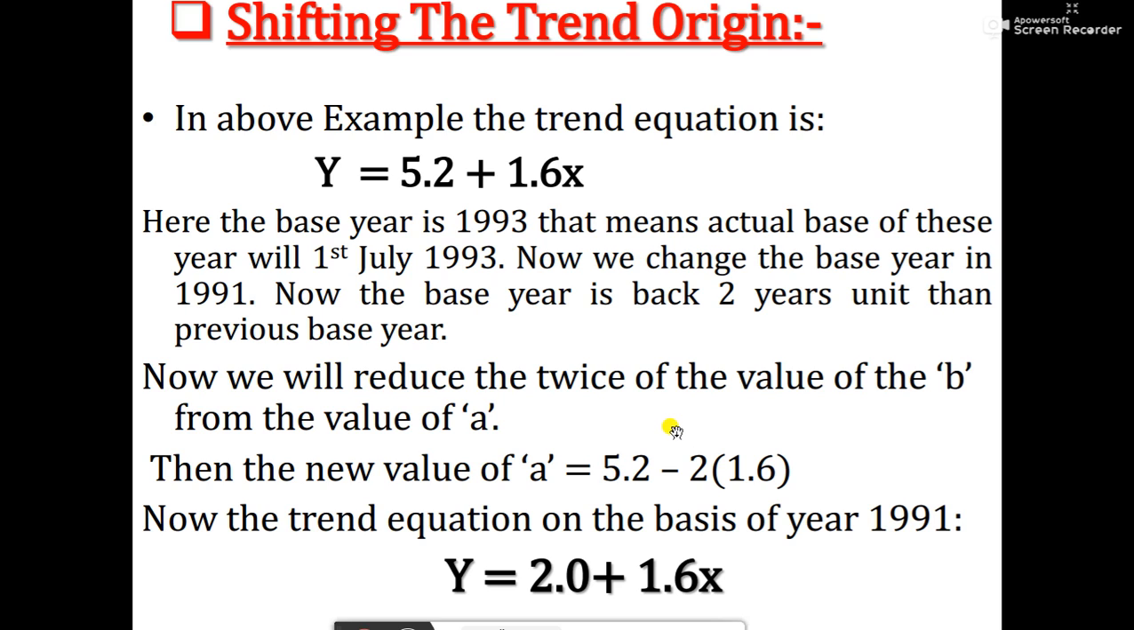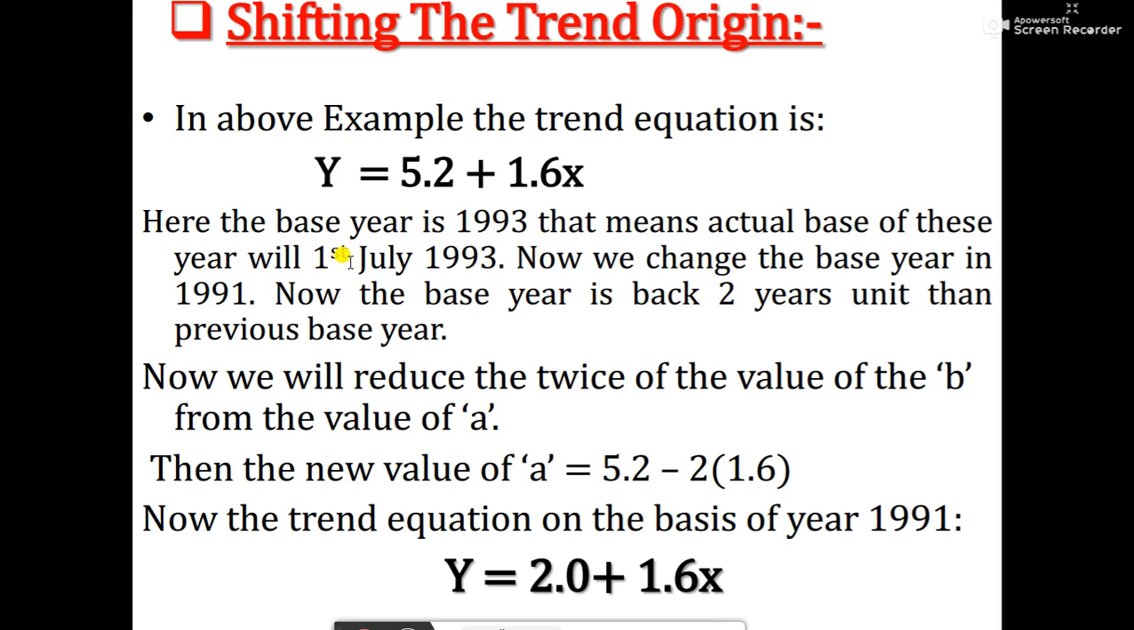Again, next one is shifting the trend origin. In the above example, the trend equation is this one. Here the past base year is 1990. That means the actual base of this year will be 1st July 1990. Now we change the base year to 1991. Now the base year is moved forward by 1 year, so 1 year unit from the previous base year.